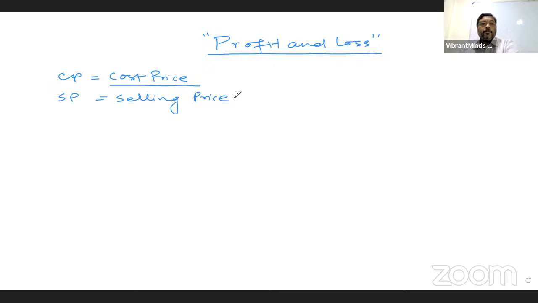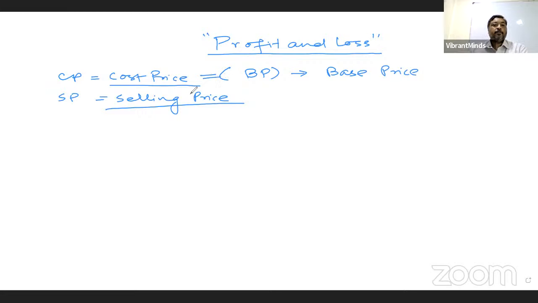Then we have base price, which is equivalent to cost price. Sometimes in the question, instead of saying cost price, they will mention the base price. The base price for a certain product is rupees 100. It is sold for rupees 110. What is the profit? So understand, base price is nothing but cost price.